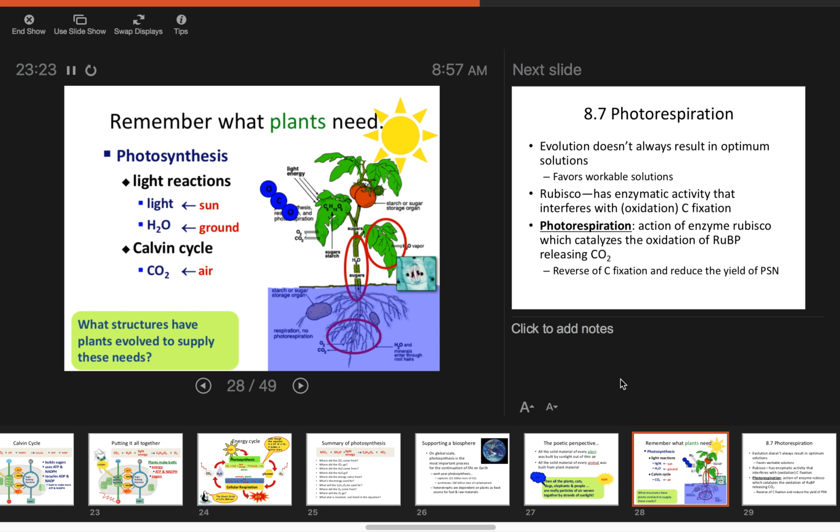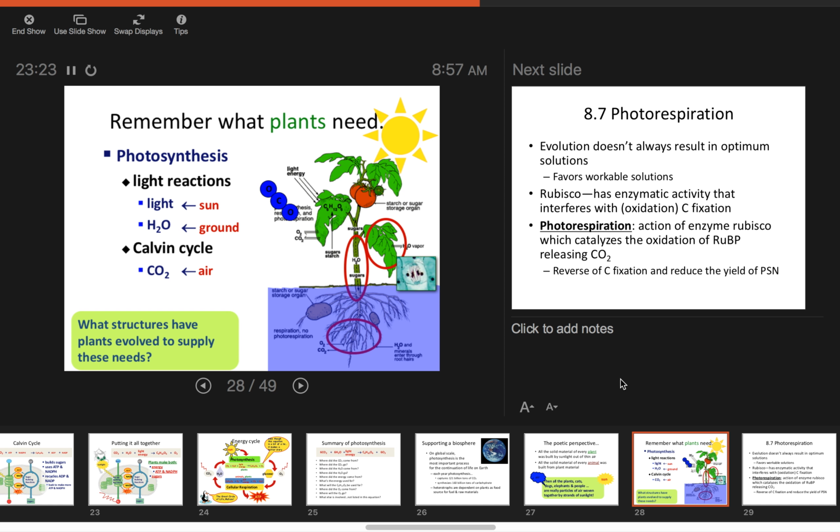Okay, the last section I want to talk about is photorespiration. The enzyme Rubisco can do what it needs to do, but it's not the best enzyme out there. And scientists can't figure out why plants still use Rubisco or haven't evolved a better way to fixate carbon dioxide into the plant. Okay, so sometimes evolution doesn't always result in optimum solutions.